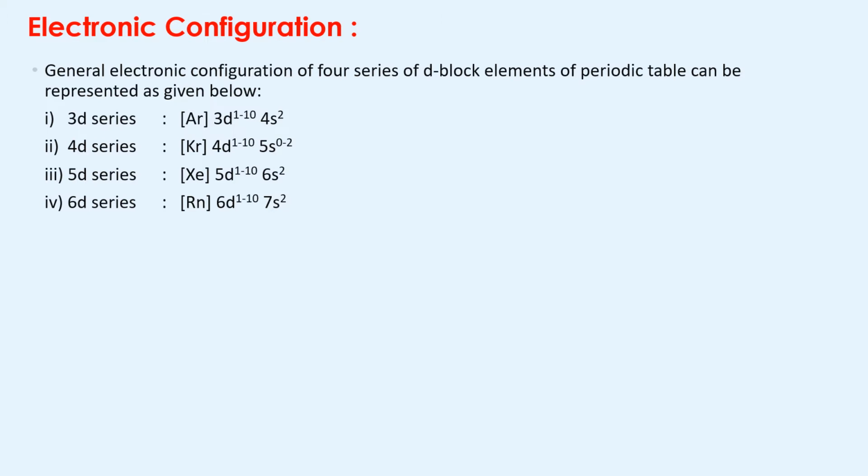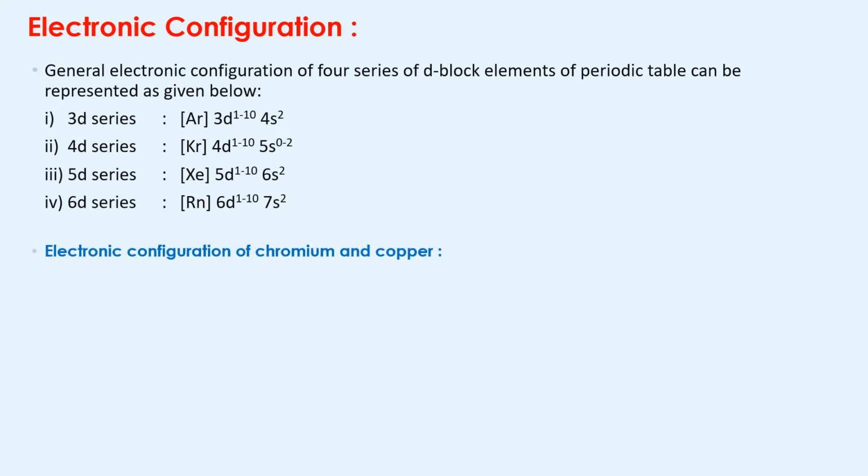If your observation is very proper, when you write the 3d series, the electrons entering the 3d orbital go from 1 to 10. So all elements, according to their atomic number, accommodate electrons in the d orbital. For the 4d series, you write 4d 1 to 10. Similarly for 5d, similarly for the 6d series.